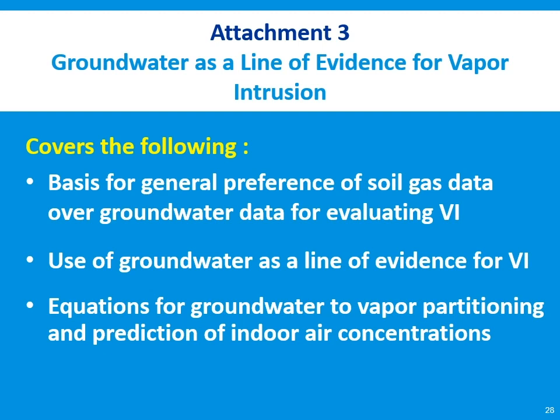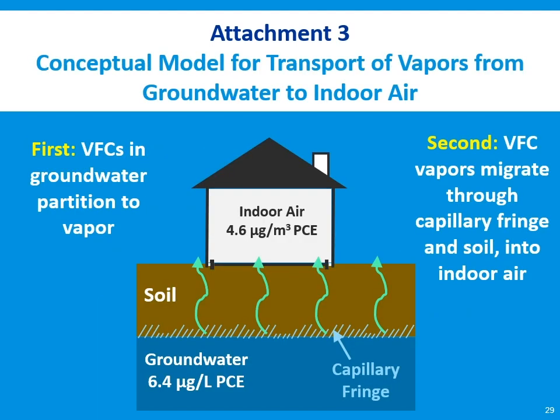However, groundwater data from the first water-bearing zone can be used as a supporting line of evidence to make inferences about potential vapor intrusion. Groundwater data may be useful when soil gas and indoor air cannot be sampled, such as for the open lot scenario where groundwater is shallow. Also, groundwater data can be used for determining the optimal location of soil gas probes. When using groundwater to estimate indoor air concentrations, partitioning equations must be used. This slide shows the conceptual approach for using groundwater as a line of evidence for predicting indoor air concentrations.